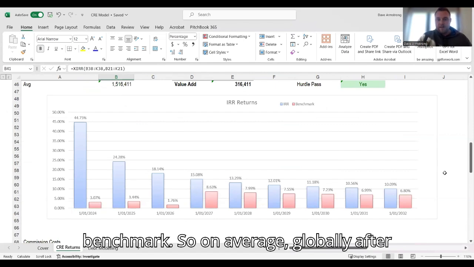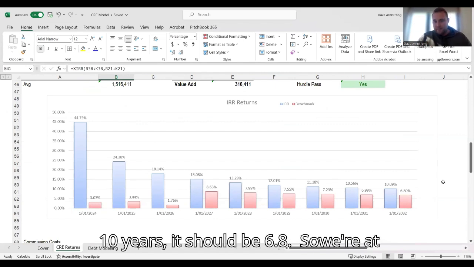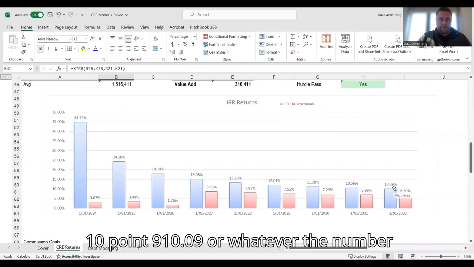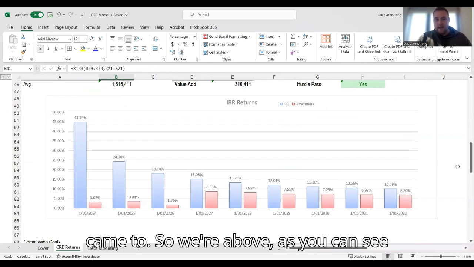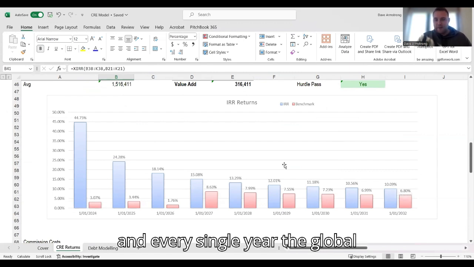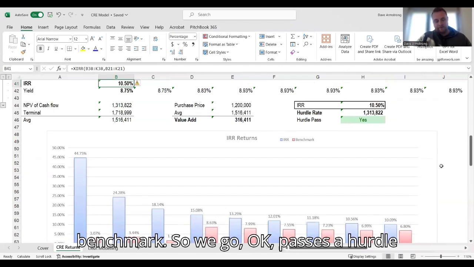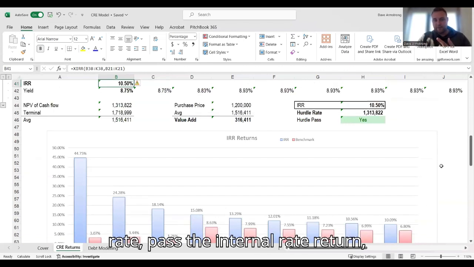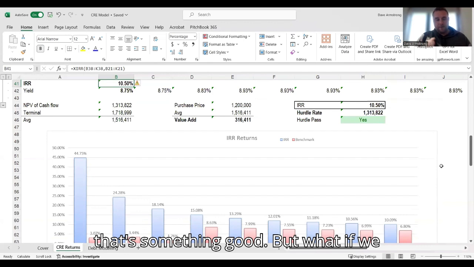So on average, globally, after 10 years, it should be 6.8. So we're at 10.9, 10.09, or whatever the number came to. So we're above, as you can see, in every single year, the global benchmark. So we go, okay, passes a hurdle rate, passes our internal rate of return. That's looking good. But what if we need debt?